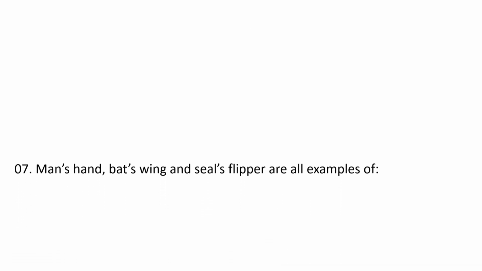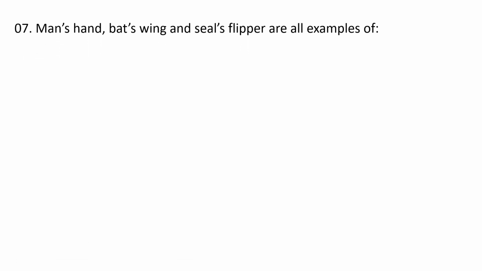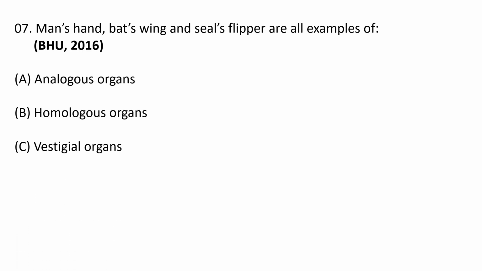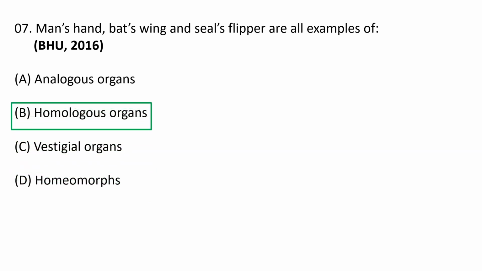Next question. Man's hand, bat's wing and seal's flipper are all examples of A. Analogous organs, B. Homologous organs, C. Vestigial organs, and D. Homeomorphs. So the correct option is B, homologous organs. Homologous structures are parts of the body that are similar in structure to the comparative parts of other species, and these similarities are evidence that life on the earth has a common ancient ancestor from which the diverse species have evolved over time. For example, the flipper of a whale, the wing of a bat and the human arm are all examples of homologous organs. B is the correct option.